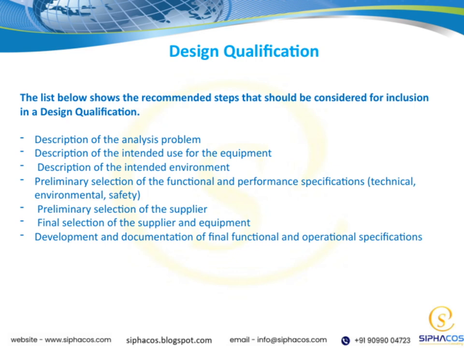Then, we move on to the preliminary selection of the functional and performance specifications. This includes technical, environmental, and safety requirements. These specifications guide our design choices. At this stage, we also start considering potential suppliers, beginning with an initial selection based on capabilities and fit. Once we've narrowed down our options, we make the final selection of the supplier and equipment, ensuring it meets our defined needs. Finally, developing and documenting the final functional and operational specifications is crucial.